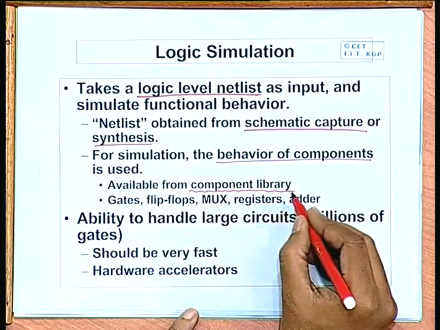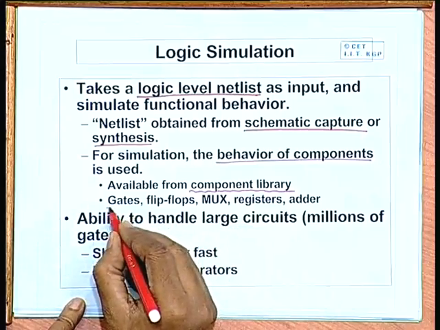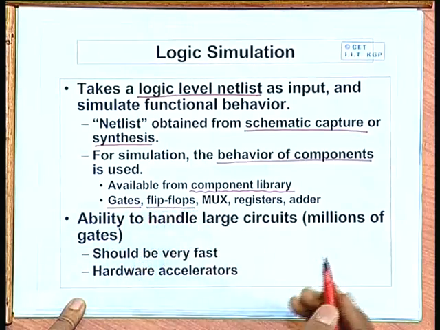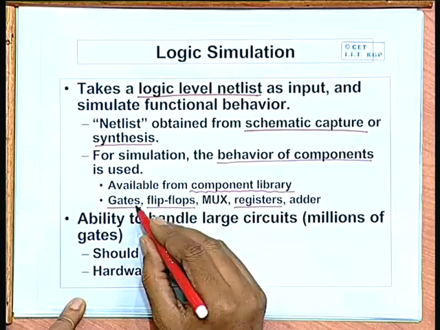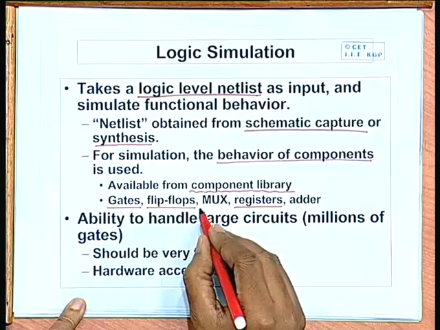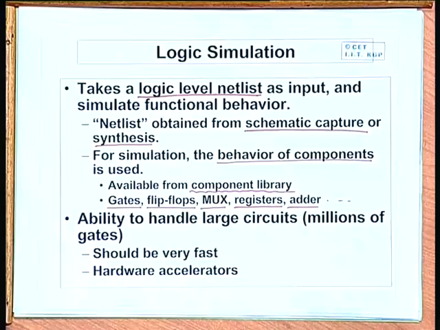Now, the component library can be quite exhaustive. You can have gates, you can have sequential elements like flip flops and registers, and you can have slightly more complex combinational blocks like multiplexers, adders and other functional modules like decoders, etc.